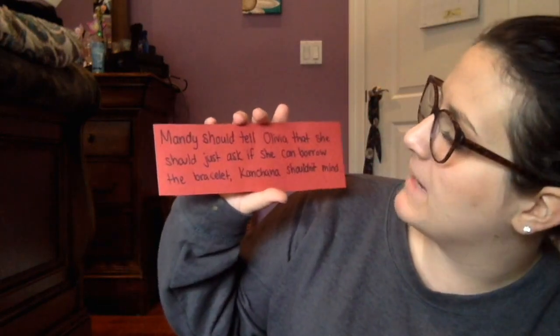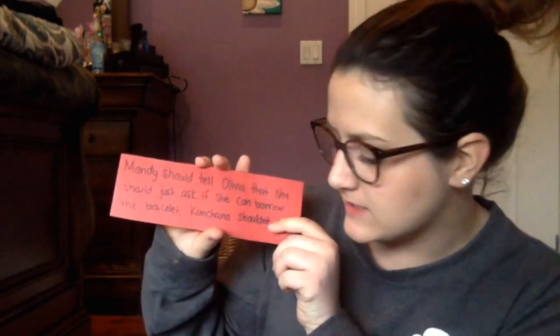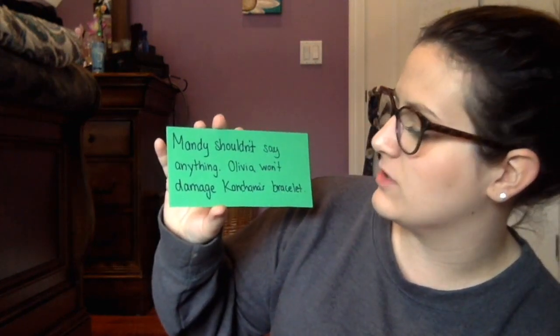All right, so the one about Mandy telling Olivia that she should just ask their friend Conchana and that Conchana wouldn't mind, that is the right decision. Yay! And then the one about Mandy shouldn't say anything at all because she knows that Olivia won't damage the bracelet, that's the wrong decision. I mean, if something were to happen to the bracelet, that would be really bad, and it's not the moral thing to lie to your friends.